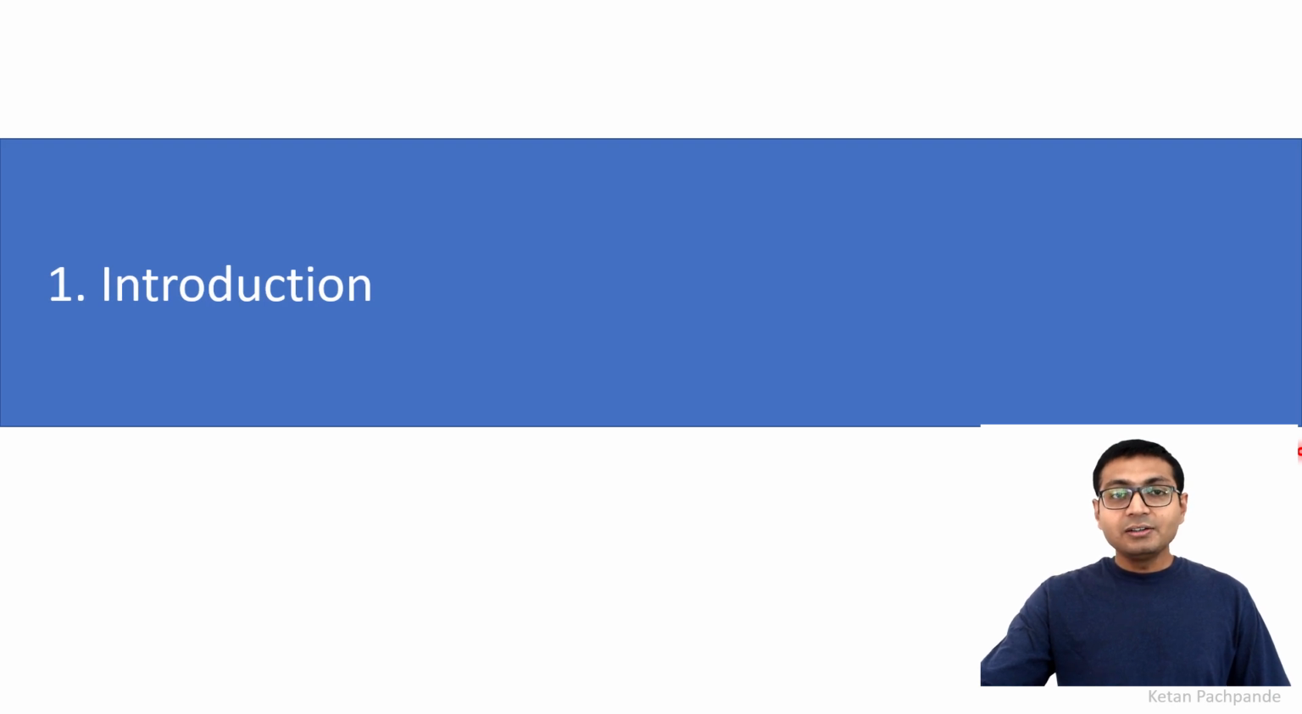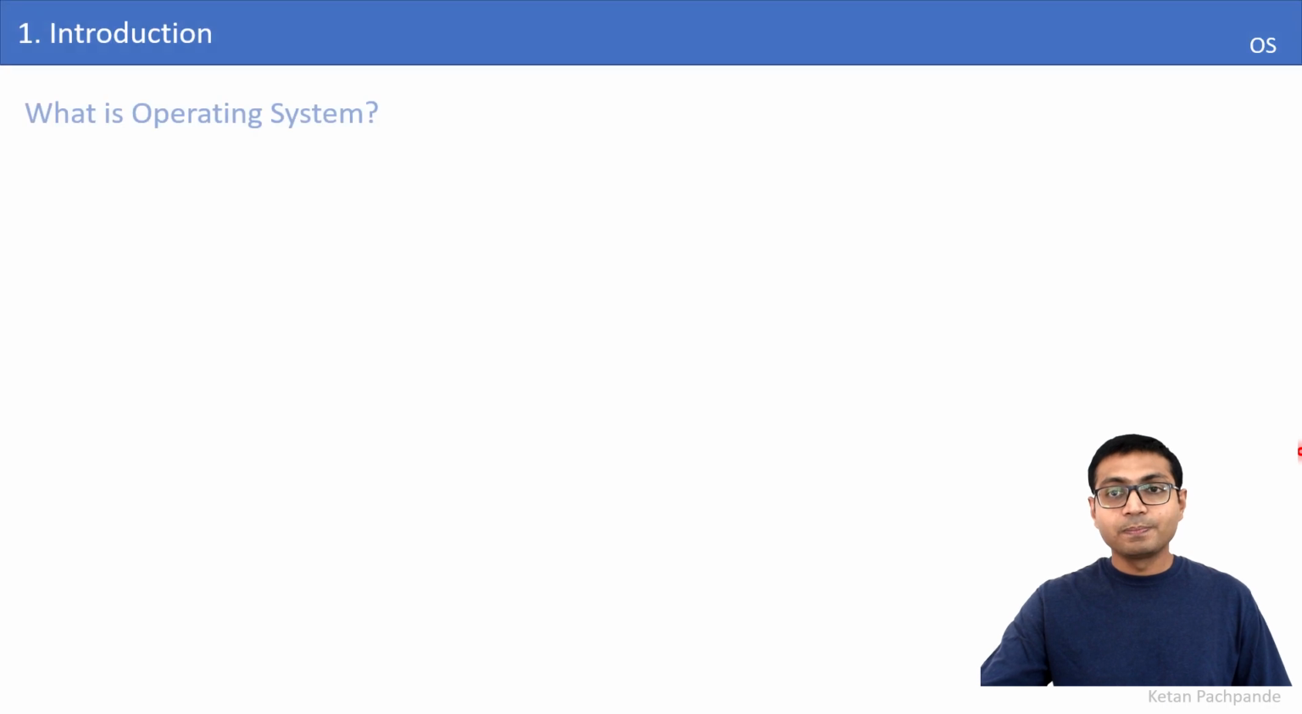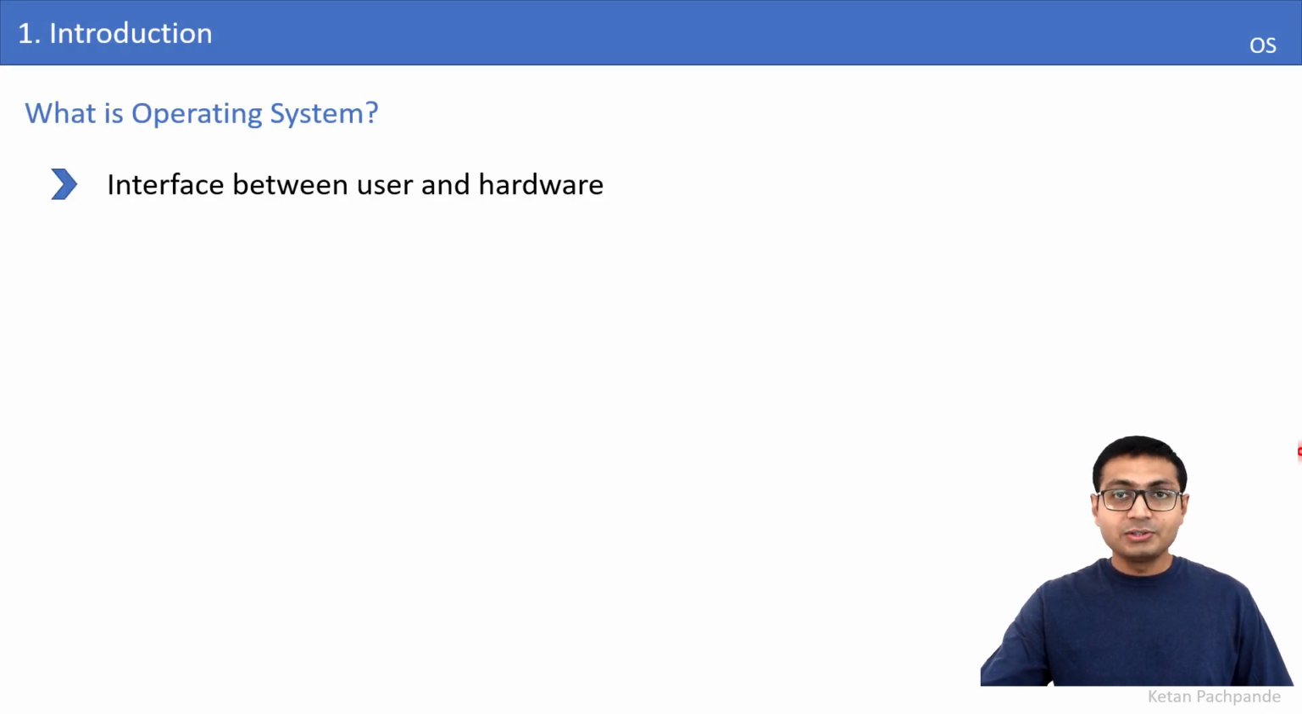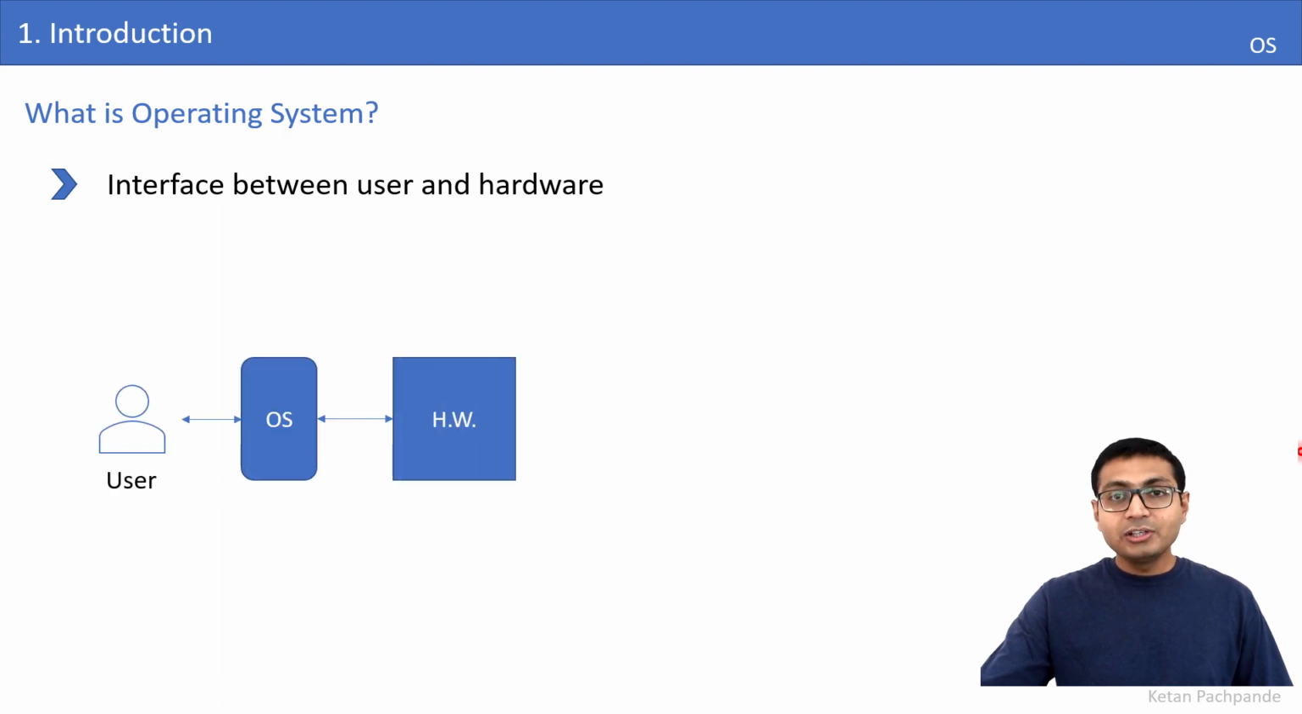So let's start with our first chapter, that is introduction. So what is an operating system? Operating system is an interface between user and hardware. Many articles, many books have stated this definition. Let me demonstrate with the help of this block diagram. Let me take, this is your hardware and this is the user.